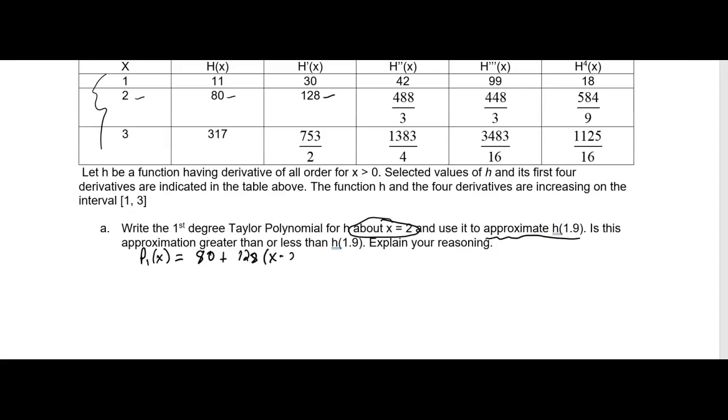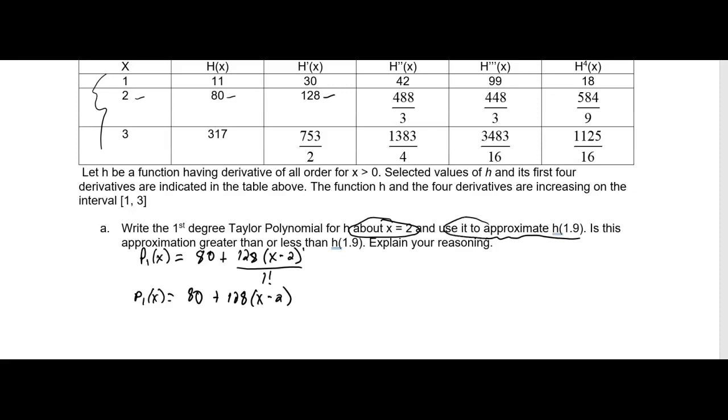We would have x minus 2 to the power of 1 over 1 factorial. And no, you do not have to write both of those, but just so we understand the formula, that's where we would assign those values. So p sub 1 of x is just 80 plus 128 times x minus 2.